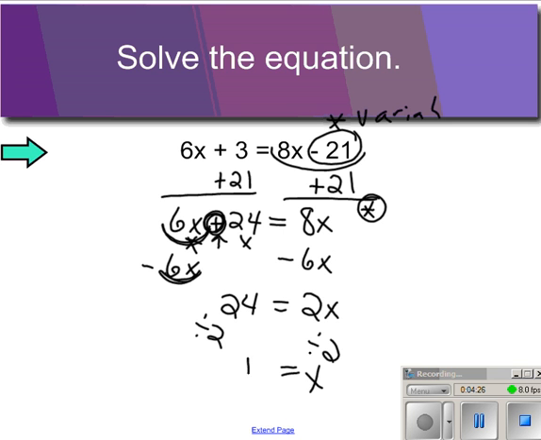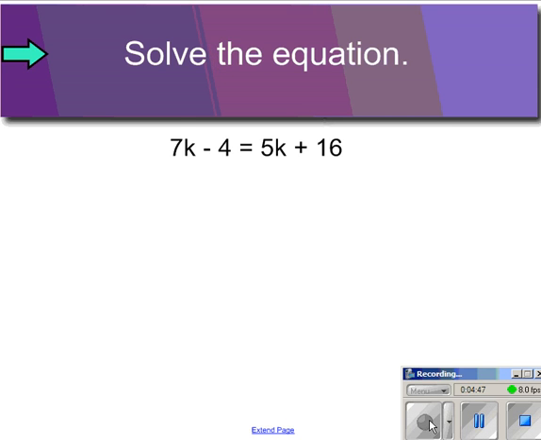X would equal 12. Okay? So what you want to do is treat each side isolated, work through each one to simplify the expressions down to where you just have the two operations, and then perform your properties of equality to isolate the variable to one side. All right, I want you to go ahead and try this one.